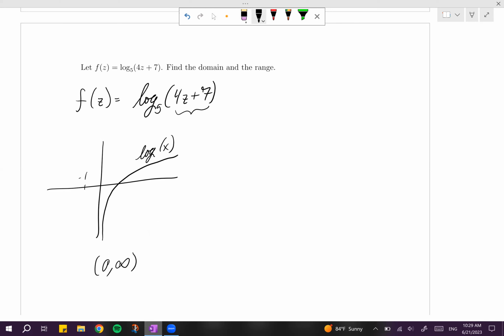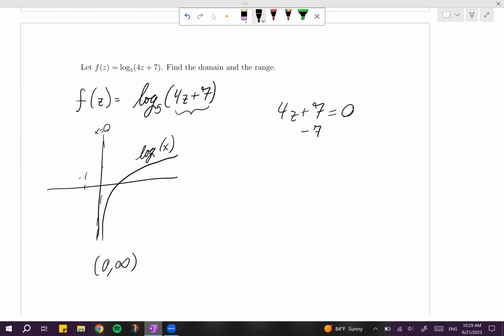So for this, this is going to be like our vertical asymptote. Our vertical asymptote here is x equals 0. So we're going to set this inside stuff equal to 0. 4z plus 7 equals 0. And this is going to be our new vertical asymptote.